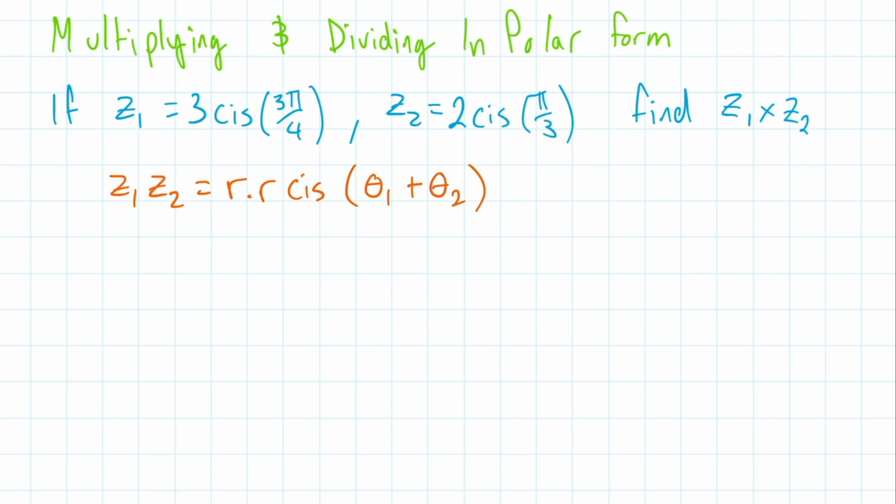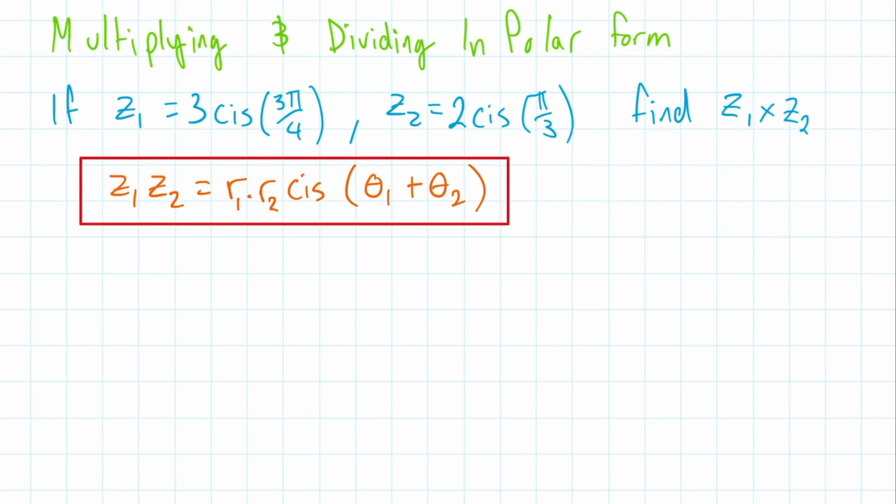Just bear in mind, because I'm adding, whether I do theta 2 plus theta 1 or theta 1 plus theta 2, it doesn't make any difference to the outcome or to my answer. So I should write r1 and r2 here as well. So to multiply two numbers in polar form, I multiply the modulus of both my complex numbers, and I add the angle from my two complex numbers. Let's just put this in a little red box so we remember that's the rule.